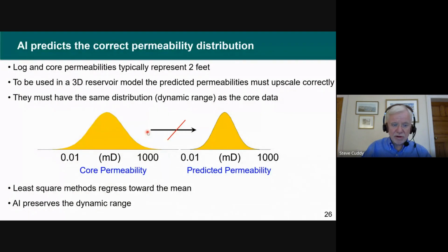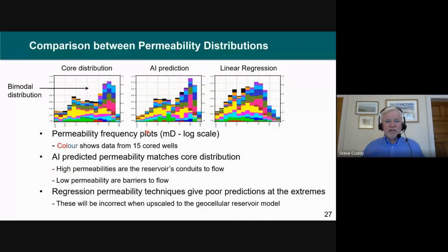So we're using our fuzzy logic in the AI. Right. Let's have a look at the histograms, the frequency plots of the core. This is the core permeabilities, from a Darcy down to very small, right? And this is how often and how frequent they are in the reservoir. The different colors represent the different cored wells. There are 15 altogether. So this is the kind of core distribution of permeability we have.